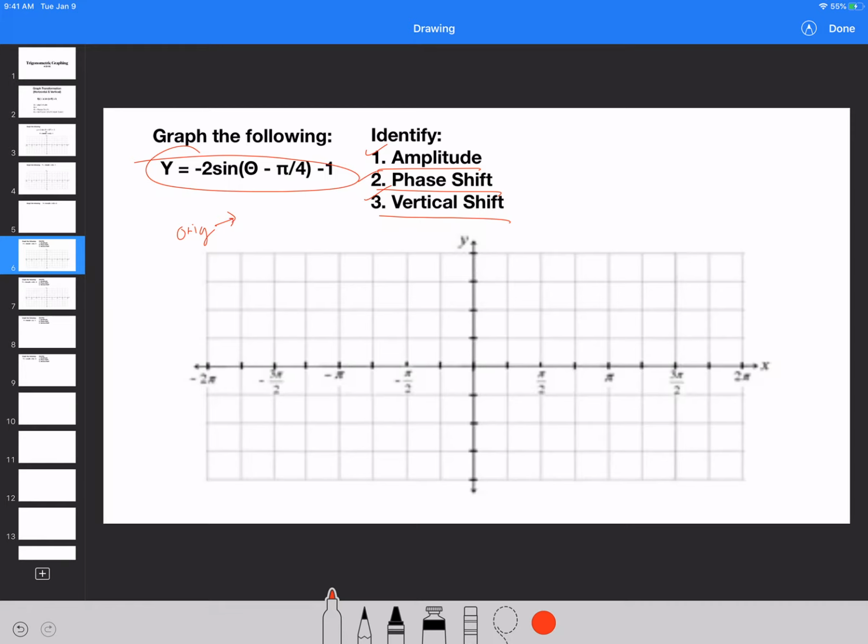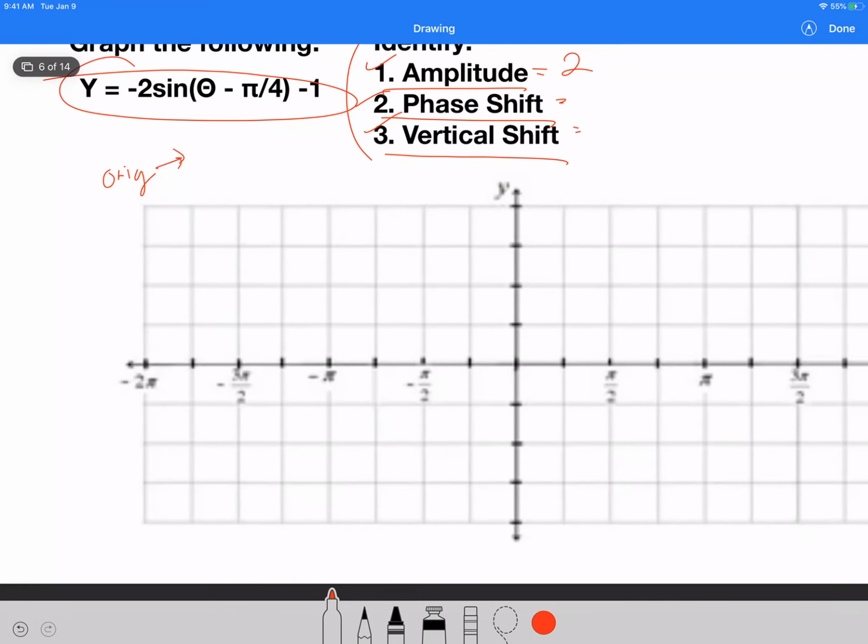Okay, so graph the following. First of all, we have amplitude, phase shift, and vertical shift, and I'll ask you to identify them. What is going to be my amplitude here would be 2. The phase shift will be pi over 4 to the right, and then vertical shift will be 1 down.